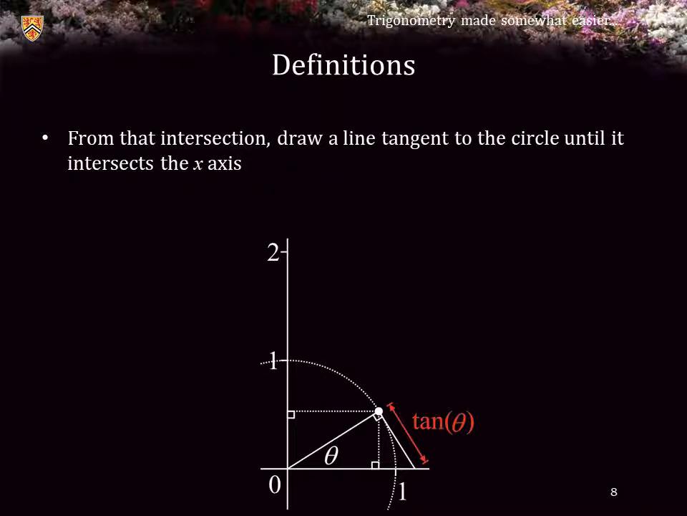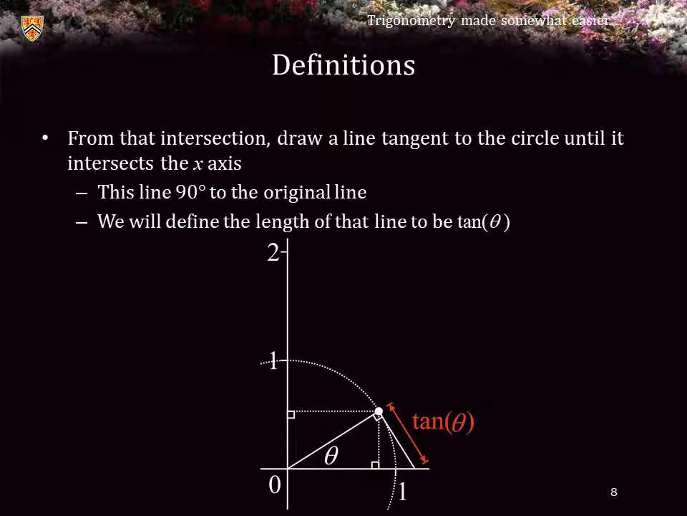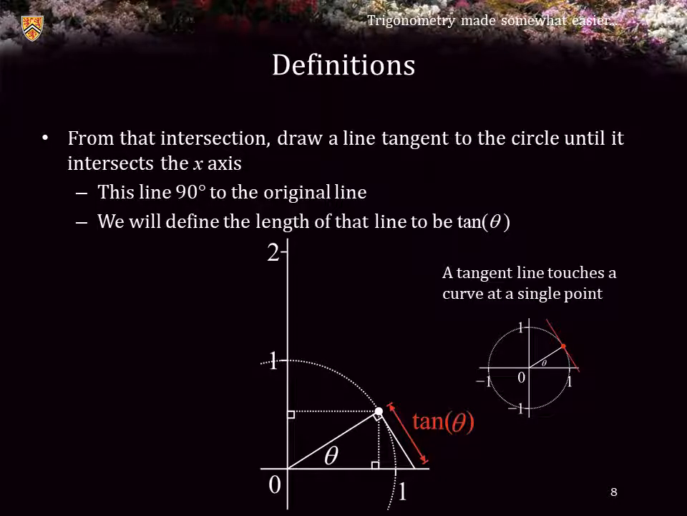Now, from the intersection line, we can draw a line that is tangent to the unit circle at that point until that line intersects the x-axis. That line is 90 degrees to the original line which we drew from the origin with angle theta. We will therefore define the length of this line to be tan theta, or tangent of theta. Now, remember that a tangent line is a line that touches a curve at a single point.